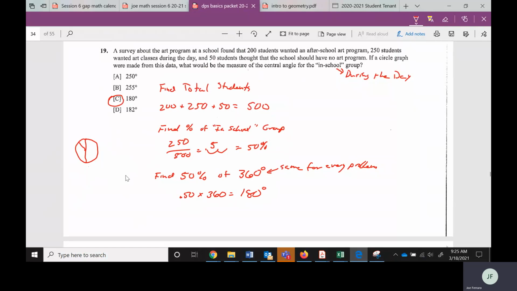All right, so that's all the circle. Next ones, we're going to do stem and leaf plots. Okay, these ones should go a little quicker.